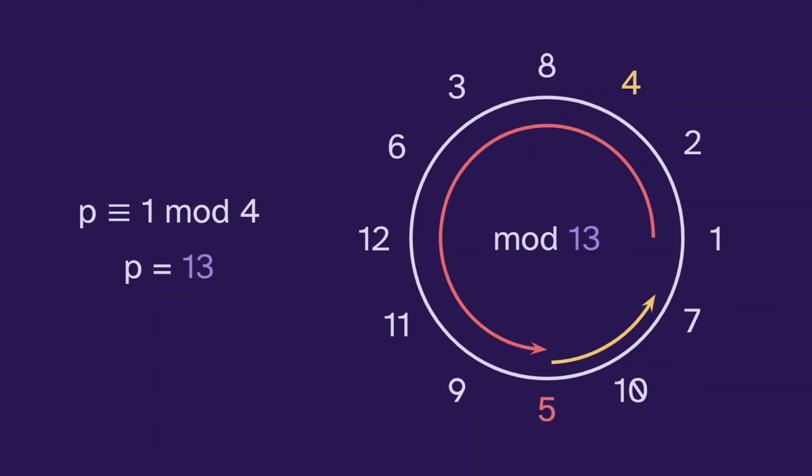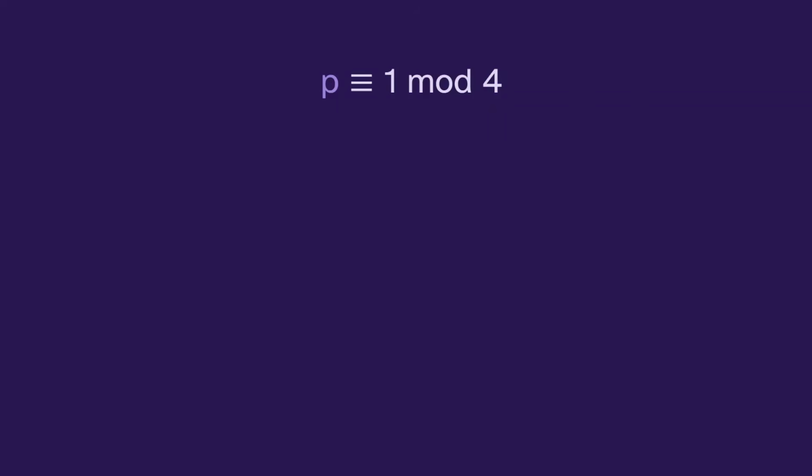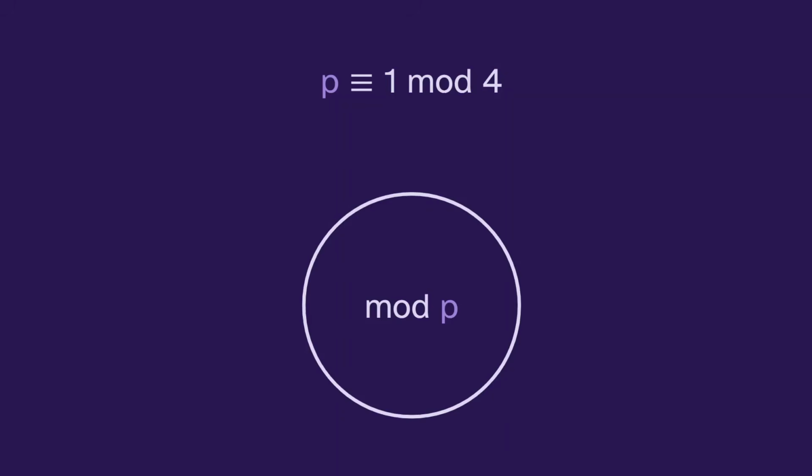And this works for 13, but we could make a similar circle for any prime number. So if we have some prime p, we can make a circle using all of the digits less than p. And because p is 1 mod 4, all of the digits less than p is a multiple of 4. So we will get these 4 points evenly spaced around the circle.